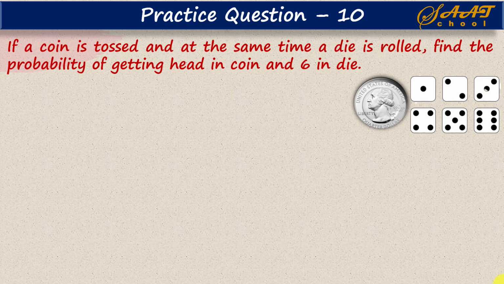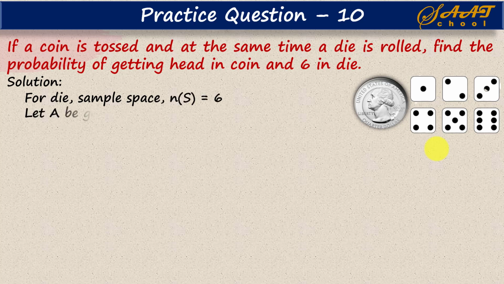The question is, if a coin is tossed and at the same time a die is rolled, find the probability of getting a head on the coin and 6 on the die. As we know, there are two possible outcomes when you toss a coin, head and tail, and there are 6 possible outcomes when you roll a die, meaning we have a sample space for the die, and n(S) is 6.